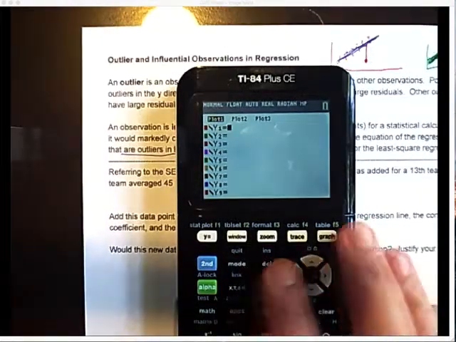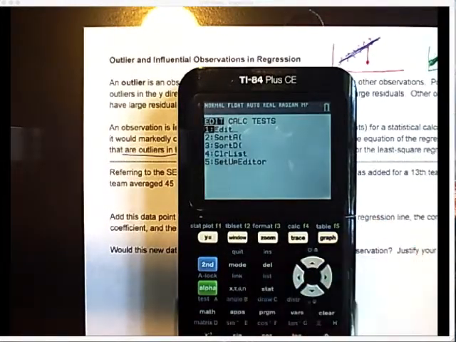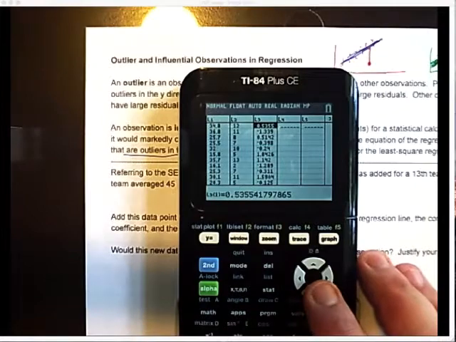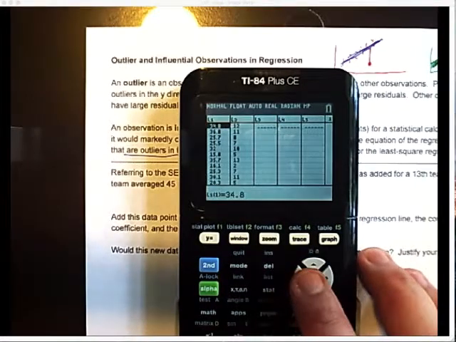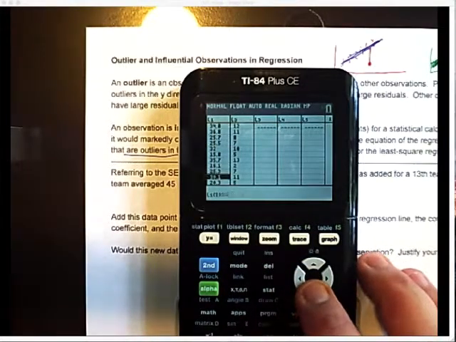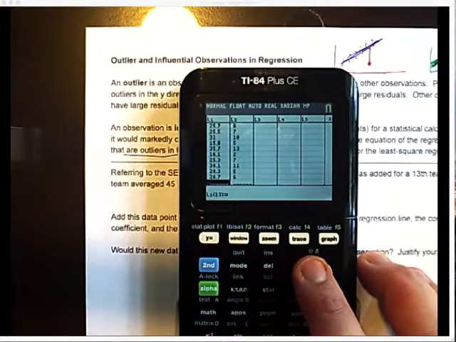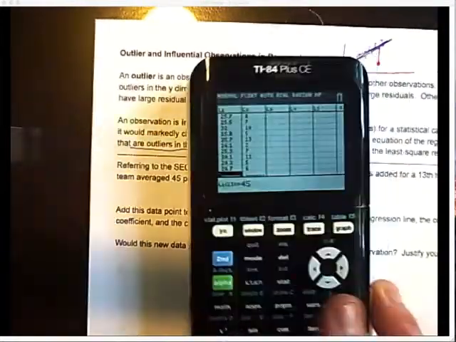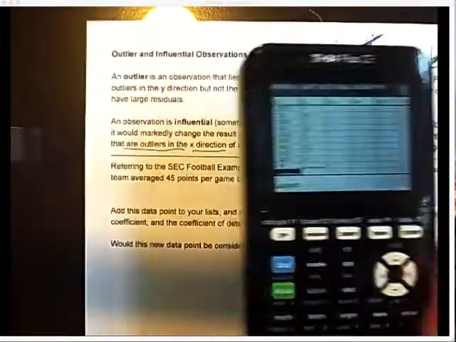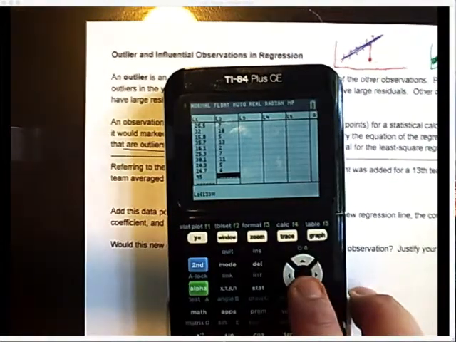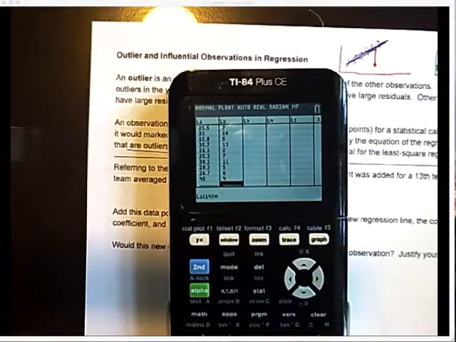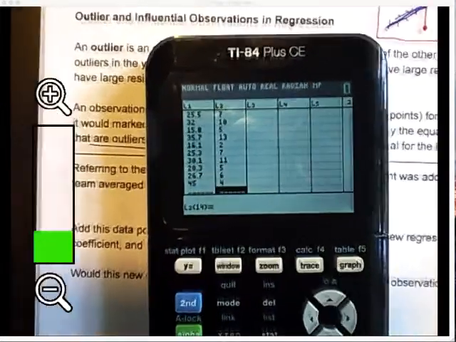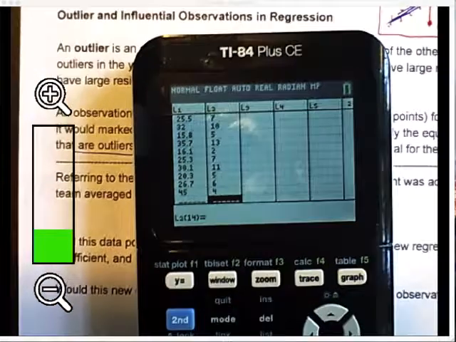Let me go under my list here. Let me get rid of list 3, and get rid of my regression and my residuals. So I'm going to add a 13th team. That 13th team averaged 45 points, but only had 4 wins. Probably a team from the Big 12, because they don't play defense in the Big 12.